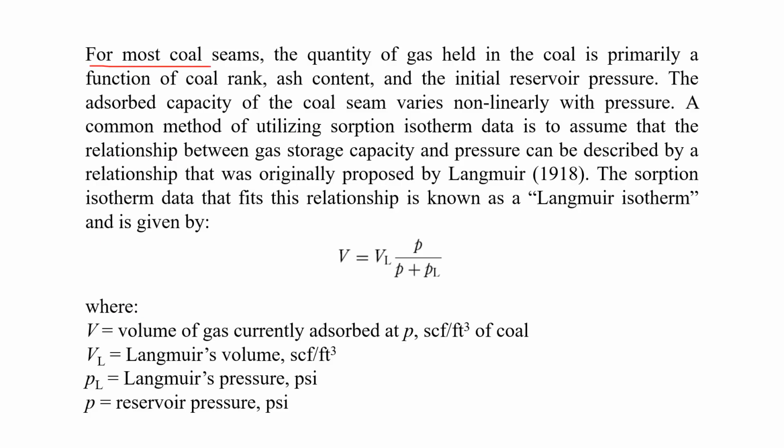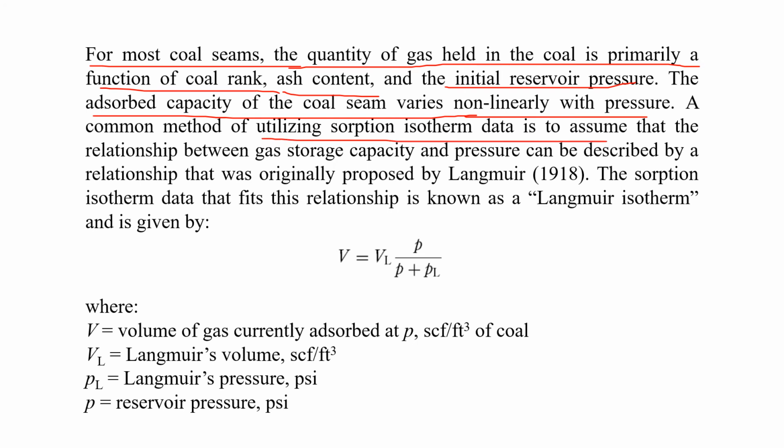Okay. For most coal seams, the quantity of gas held in the coal is primarily a function of coal rank, ash content, and the initial reservoir pressure. The adsorbed capacity of the coal seam varies non-linearly with pressure. We saw the trend. So a common method is utilizing sorption isotherm data and assuming that the relationship between gas storage capacity and pressure is described by a relationship originally proposed by Langmuir. So that is the Langmuir isotherm. Its characteristic equation is V is equal to VL into P by P plus PL.